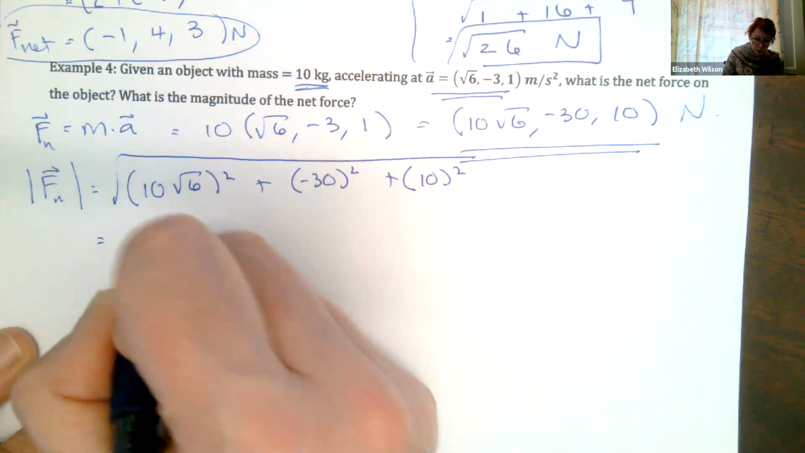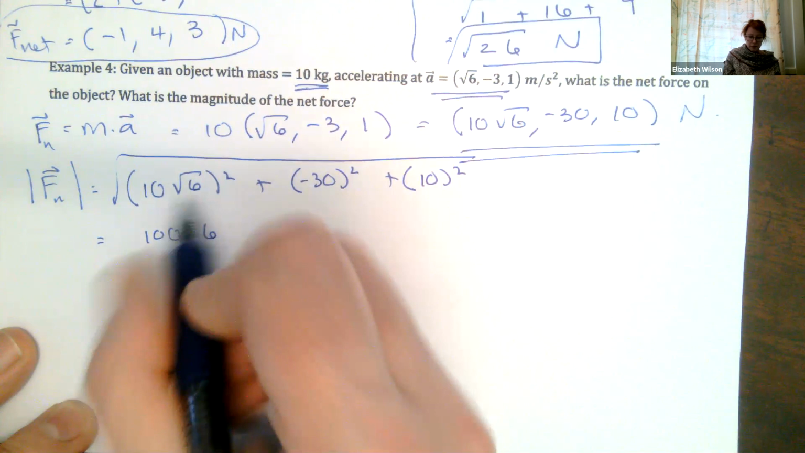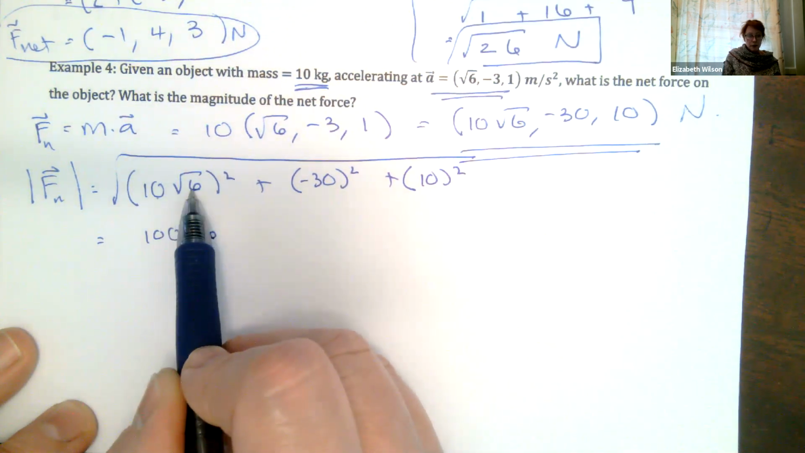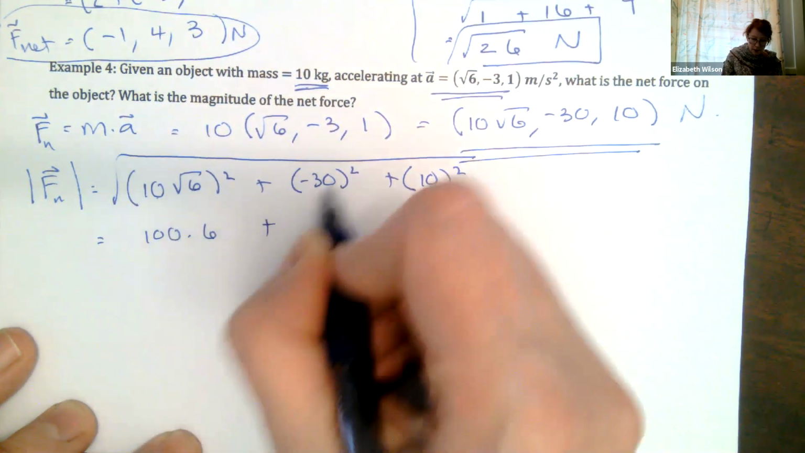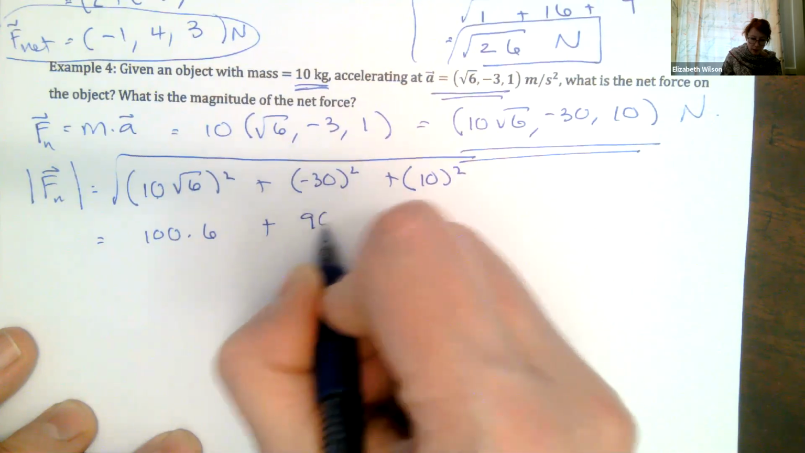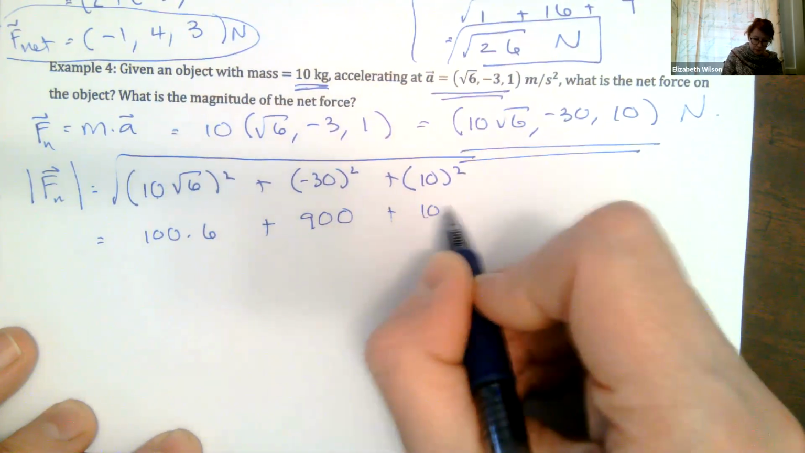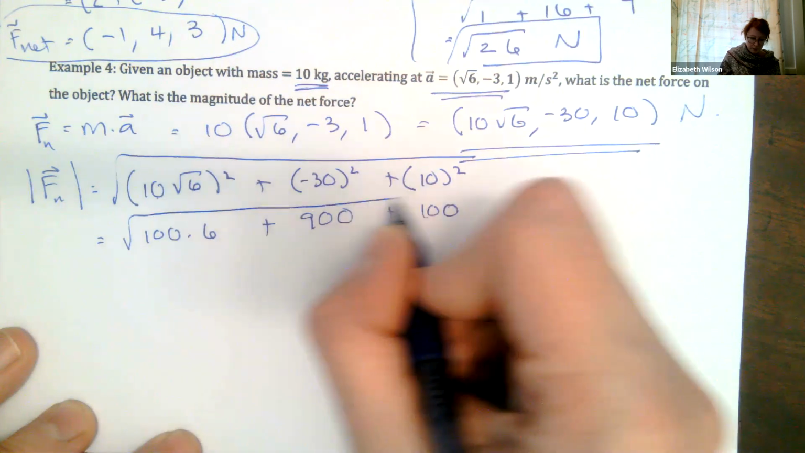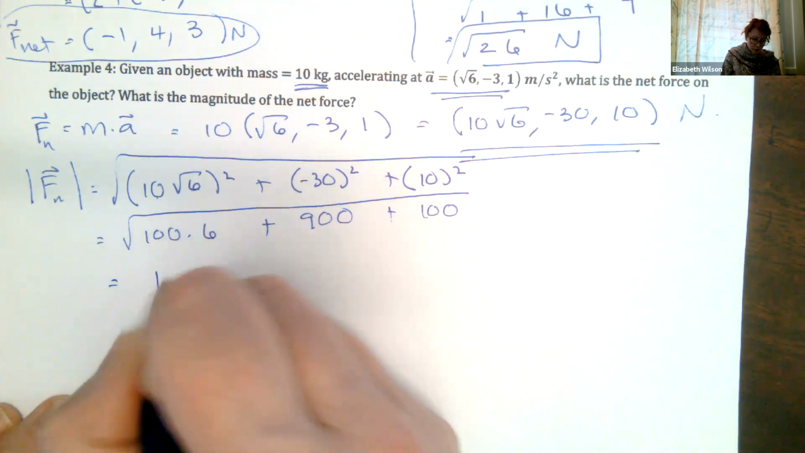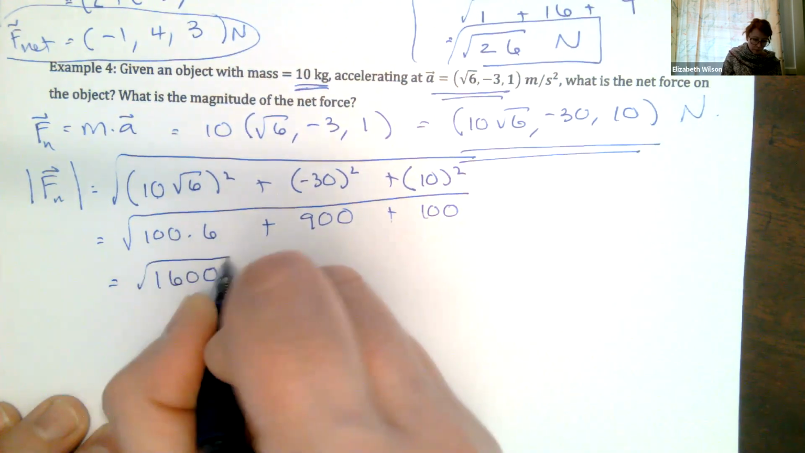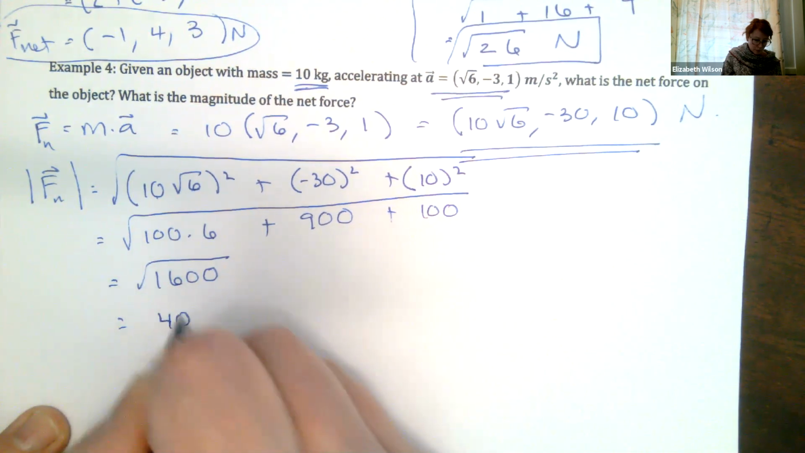So this becomes 100 times 6. Watch, I have to do 10 squared times radical 6 squared plus minus 30 squared, which becomes positive. Okay, this is equal to the square root of 1600, which is equal to 40 newtons.